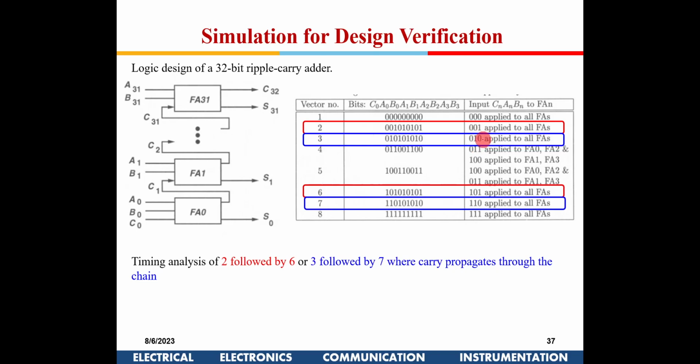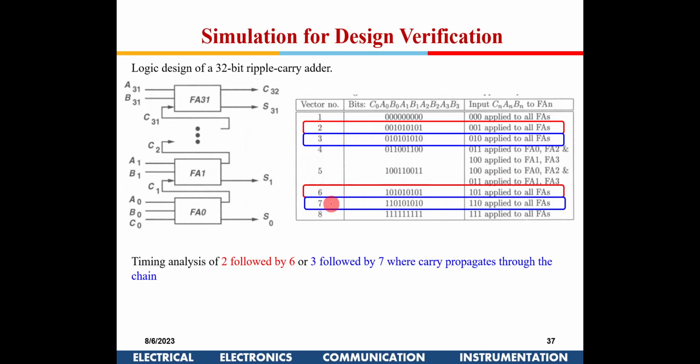So when I do this from here to here, you will find that the entire carry chain is getting disrupted, and similarly from here to here, this entire chain is getting activated. So 2 followed by 6 or 3 followed by 7, where the carry propagates throughout the chain, when I am moving from here to here, this carry is being propagated. So this is the timing analysis.